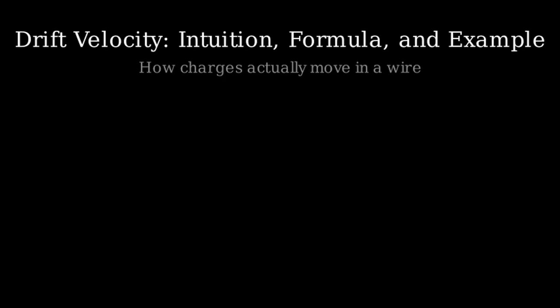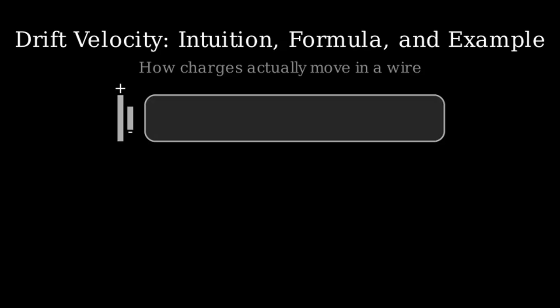On the left is a battery, and on the right is a long piece of metal wire. We draw the wire horizontally. We add the battery plates with plus and minus. Inside the metal, there are many free electrons. We will draw a few as blue dots.